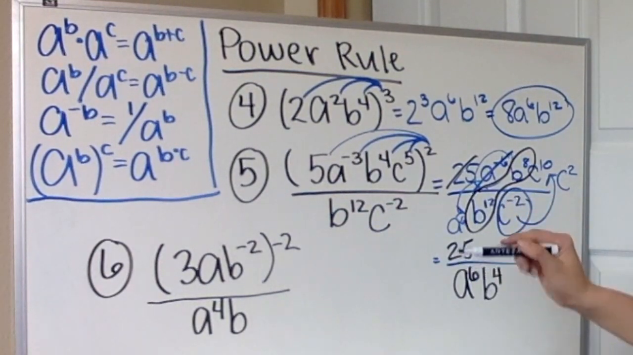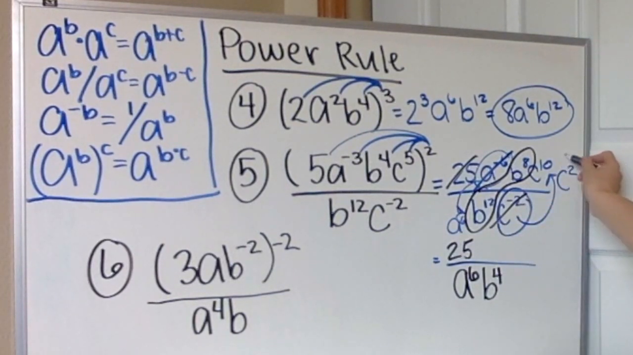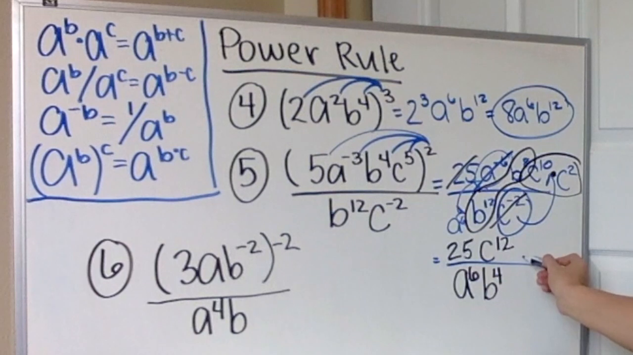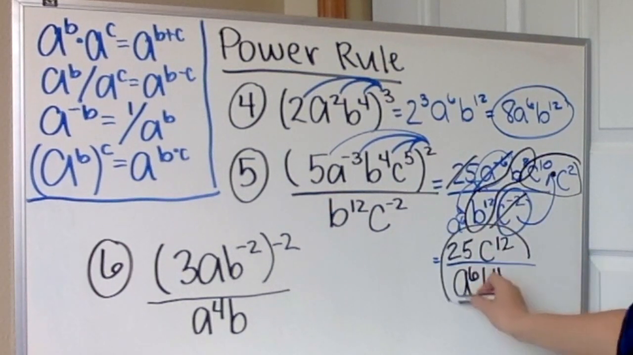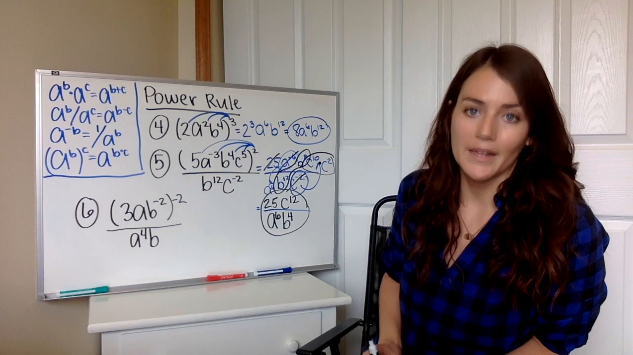And then lastly, my c's, I forgot to cross those guys out. They moved up here, which they're next to each other, which tells us we're multiplying. Product rule, which tells us to add our exponents. 10 plus 2 is 12, and they are on top, so we have our c to the 12th on top. Now, you can see we don't have anything else that can be combined. I have no negative exponents, so that would be my simplified answer.